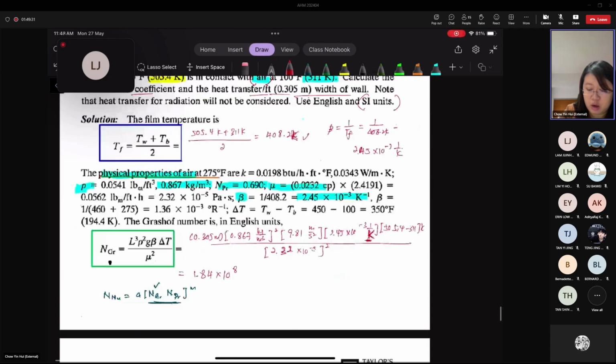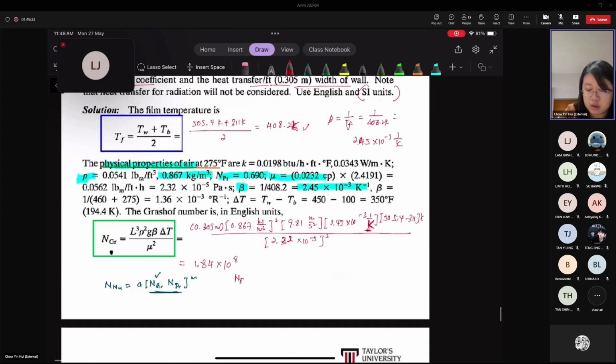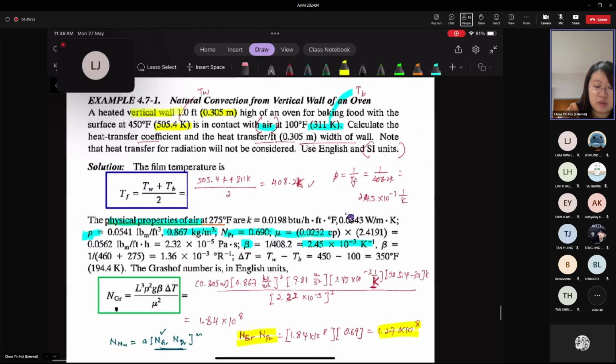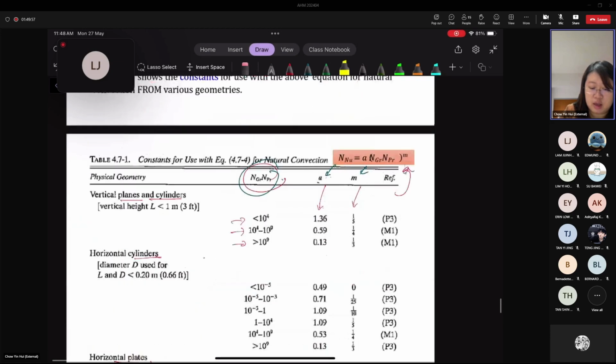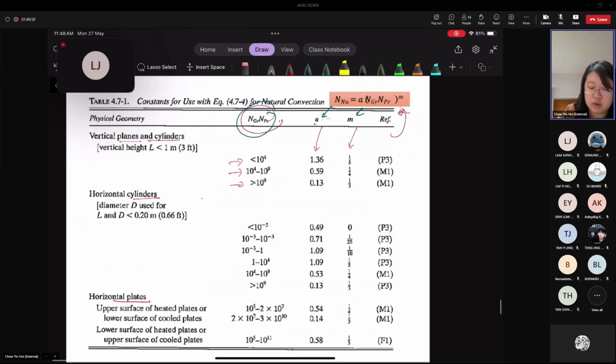So on the next step, you need to calculate the product of Grashof number and Prandtl number. So 1.84 10 to the power of 8 multiplied by the Prandtl number 0.69 would then be equal to 1.27 10 to the power of 8. That would be the product of Grashof and Prandtl number. And take note that we are dealing with a vertical wall. Now we can refer to here.